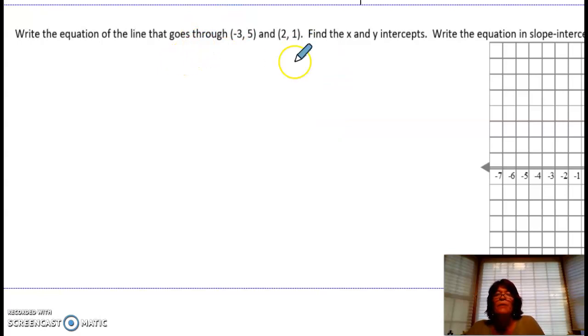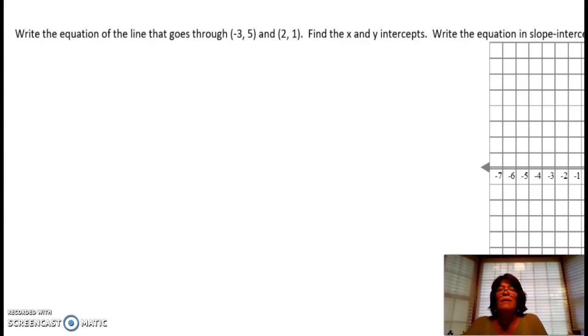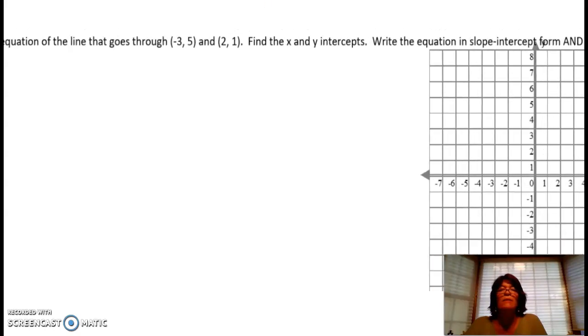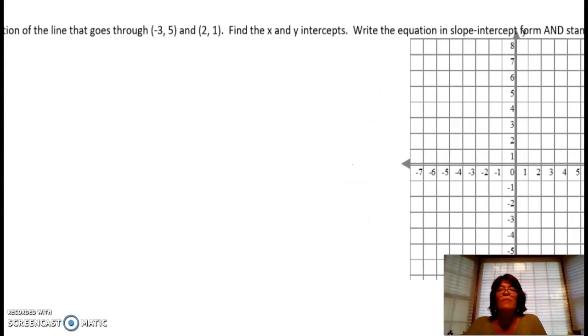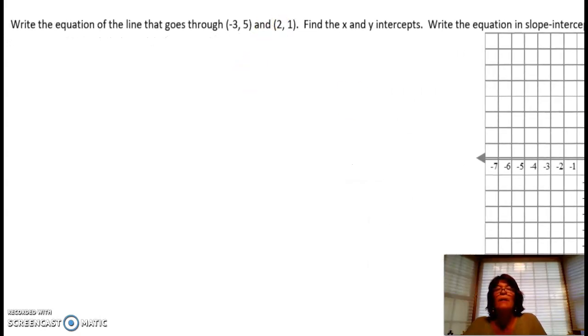Okay? So here we have the same thing. Write the equation of the line that goes through this. Find the x and y intercepts. And write the equation in slope-intercept form and standard form. You can't see the rest of that, but that's what it says. I'll move that over later. Okay, so I'm going to use point slope. Oh, I love when I have a point that doesn't have any negatives.